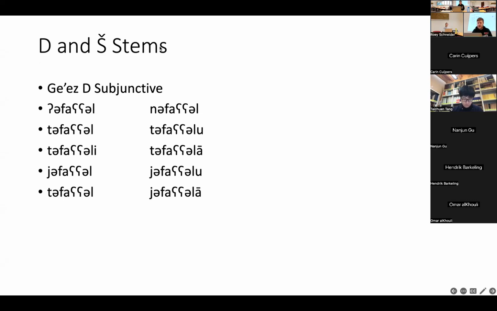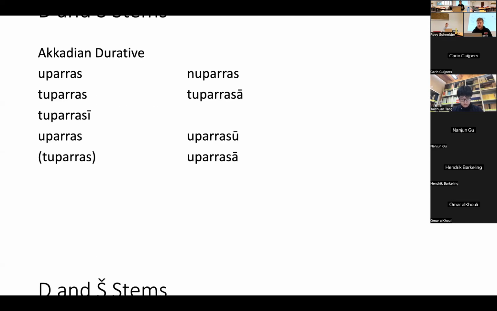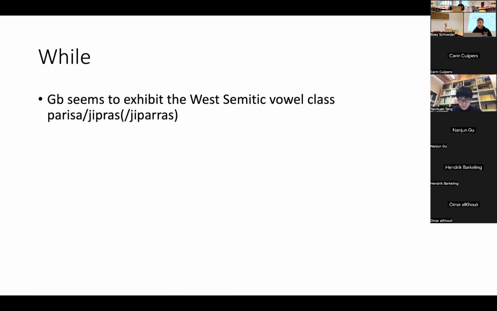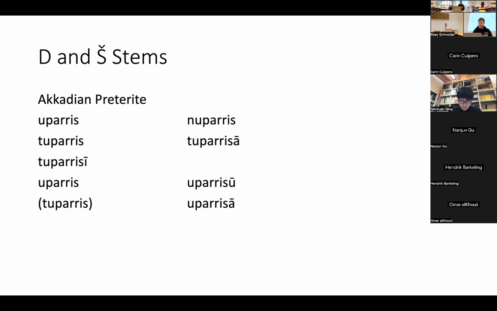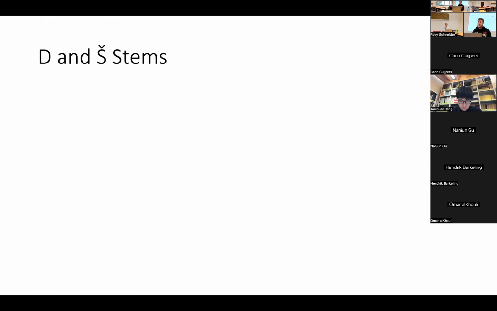So I didn't show the Sheen stem yet in Akkadian, but it's exactly the same as the D stem. So Ushapris is just like Tushapris, Tushaprisi, Ushapris, Tushapris, and so forth. And the derivative is exactly the same: Ushapras, Tushapras, Tushaprasi, Ushapras, and so forth. So these two stems have the exact same conjugation.